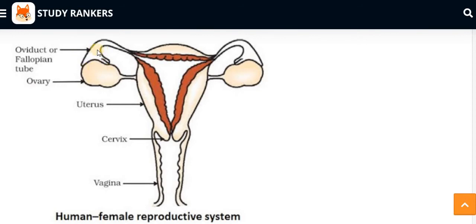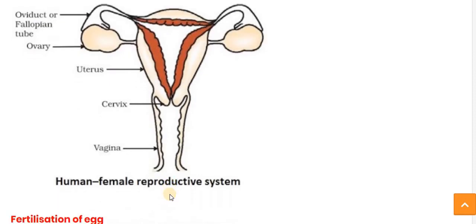So this mature ova is received by the oviduct, and it is transferred from the oviduct to the uterus. This is the ovary, and on both sides the pair of tubes is called the fallopian tube or oviduct, and this sac-like, bag-like structure is called the uterus. This uterus opens into the cervix, and this cervix opens into the vagina.